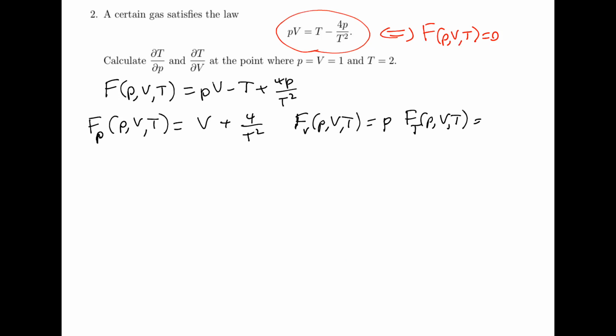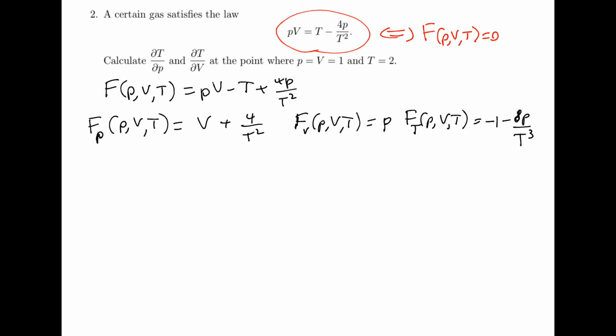is going to be equal to minus T is minus 1, and then we have 4P over T squared, so that's T to the power minus 2, so we get minus 2 times T to the power minus 3. So we get minus 8P, because 4 times 2 is 8, over T to the third.